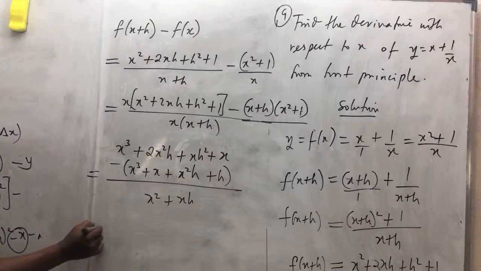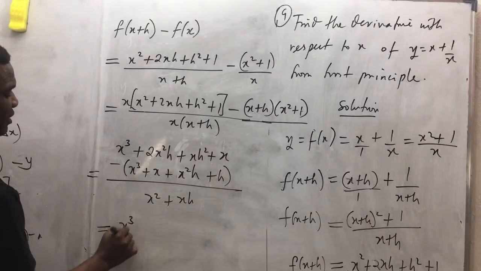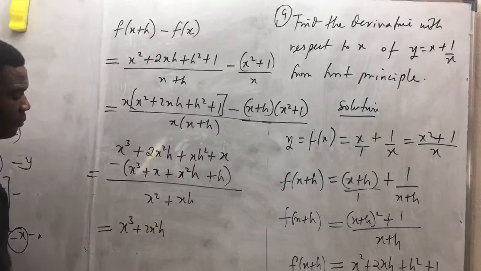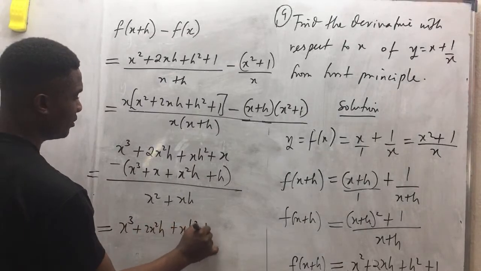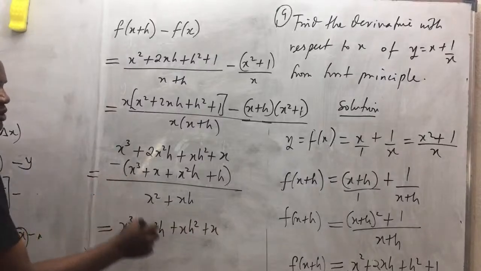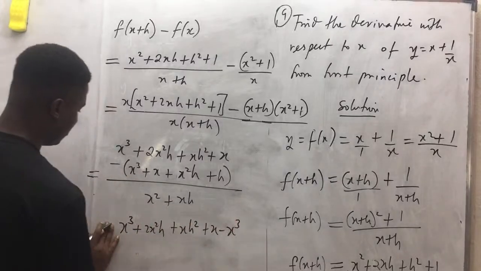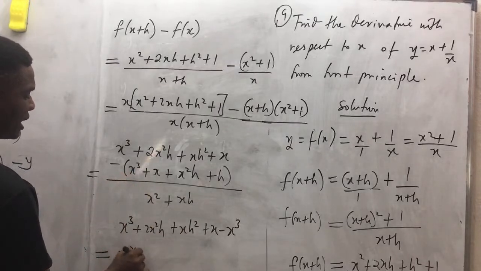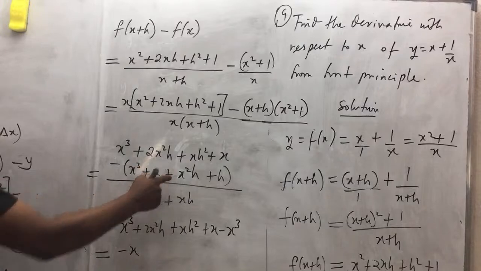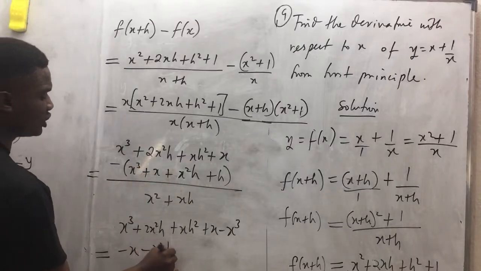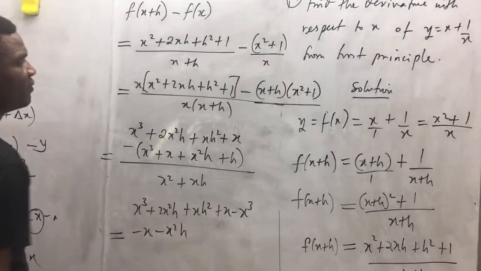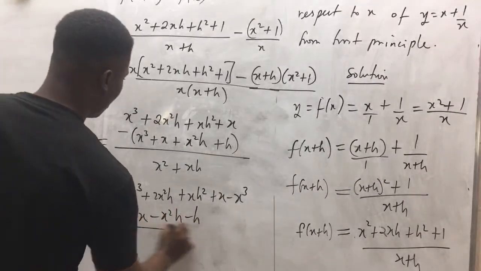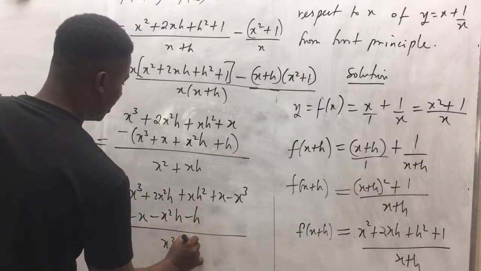Okay, so if you expand further, you end up having x cubed plus 2x squared h plus xh squared plus x, minus opens this bracket to give you minus x cubed. So let me bring this one down. Minus opens this bracket to give you minus x. Minus times x squared h will give you minus x squared h. Minus times this will give you minus h all over x squared plus xh.